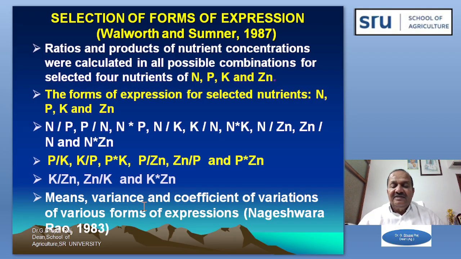The means, variance, and coefficient of variation of the various forms of expression are calculated. For these possible combination ratios, we calculate the mean values on the test samples. These mean values, coefficients of variation, and variance will be calculated for all these ratios.